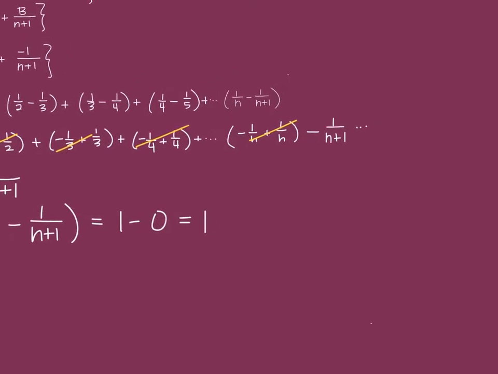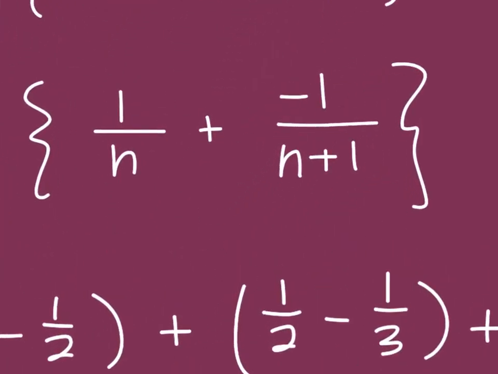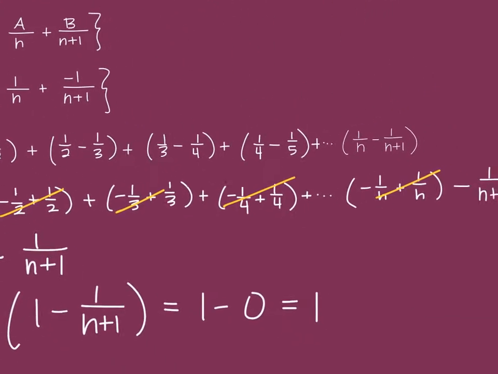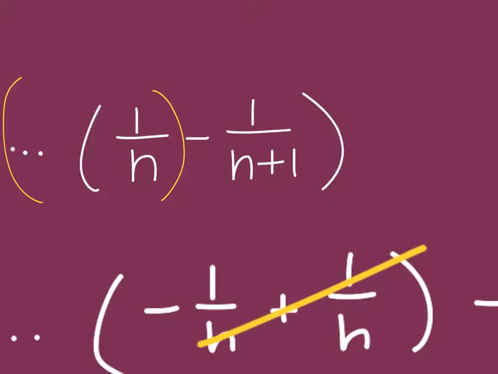I just took right here the general term. Originally, right here, Megan, the 1 over n and the negative 1 over n plus 1 were grouped together in a parenthesis. But I know that this one is actually going to get grouped in a parenthesis with the one before it, leaving the negative 1 over n plus 1 out at the end.